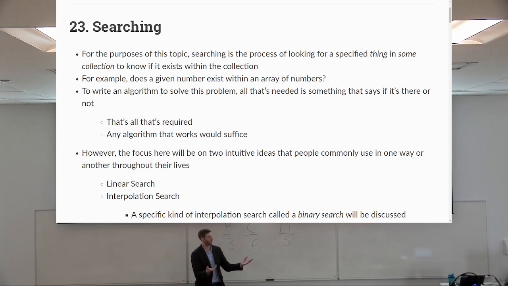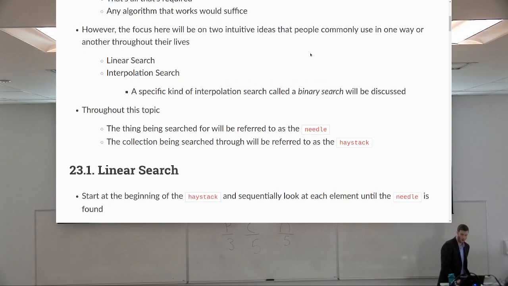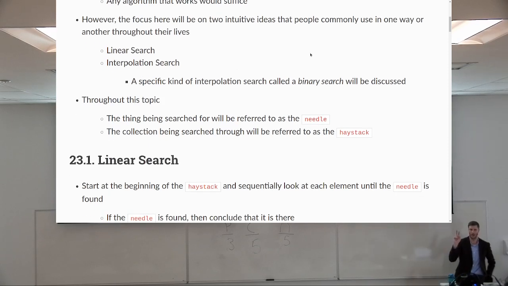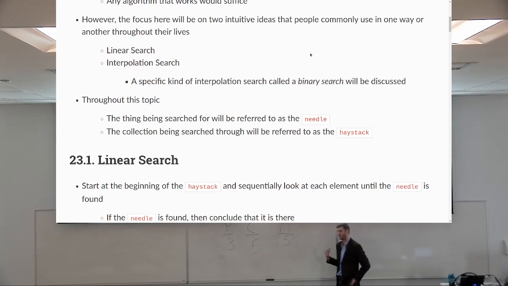But given what we like to call a needle, the thing we're looking for, and a haystack, the thing we're looking through, we want the function or method, whatever we want to call it, to return true if it exists, false if it doesn't. I don't care how it does what it does. I just need it to work and be correct. That's searching. Any algorithm that works is sufficient. However, the focus is two very intuitive ideas on how to search for things. Two very common ones. Two that you have definitely used in your life, whether you like it or not.